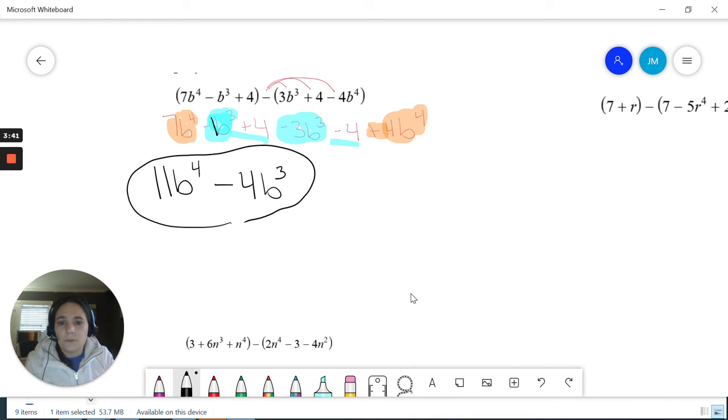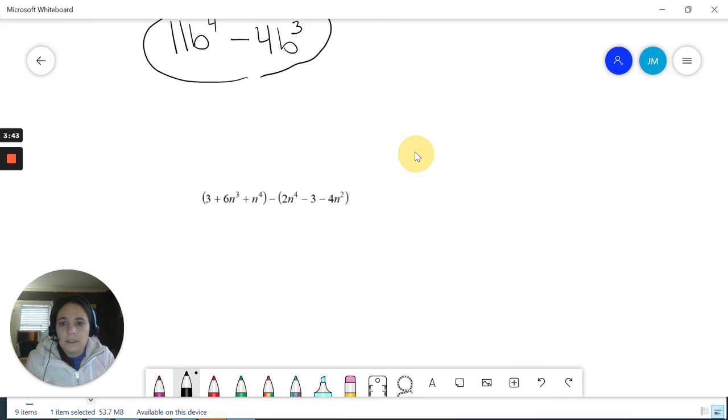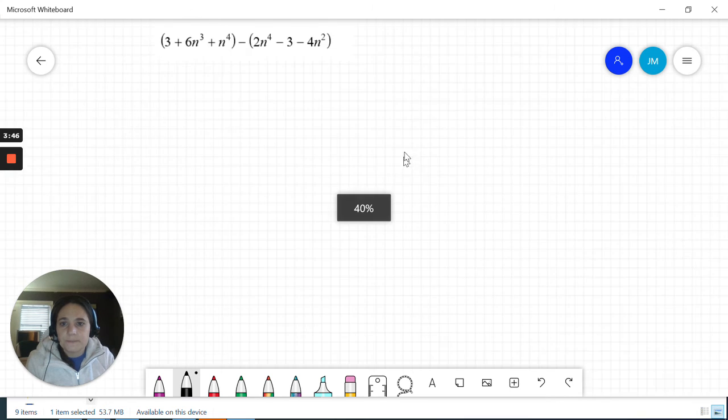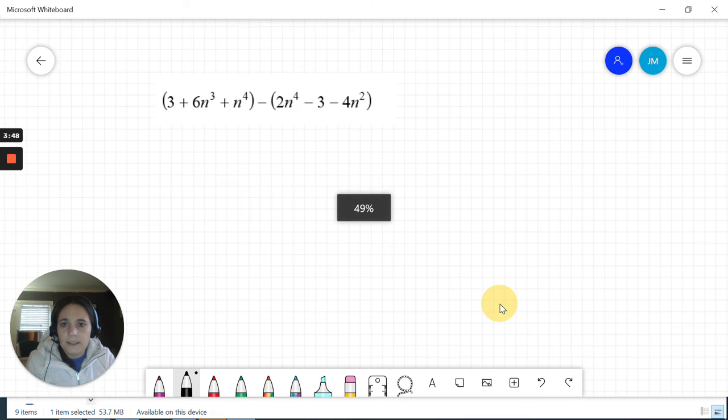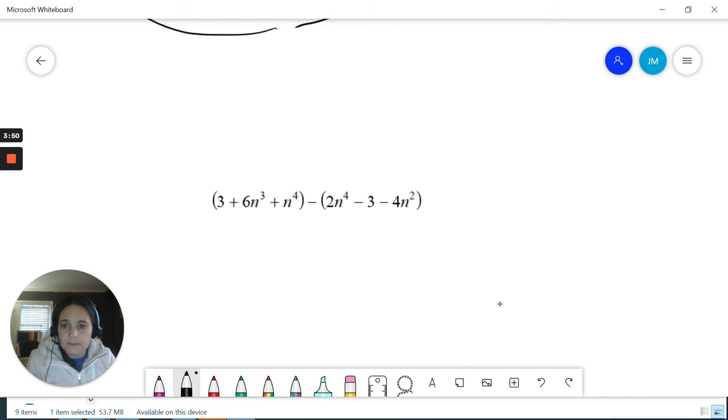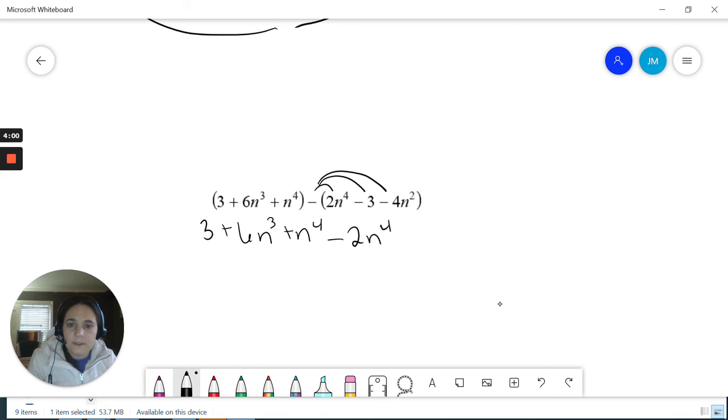Okay, let's do one more of those subtraction ones. Before I get started, I am going to just rewrite it and distribute my negative sign into each term. So negative 2n to the fourth. A negative times a negative is a positive 3. A negative times a negative is a positive 4.